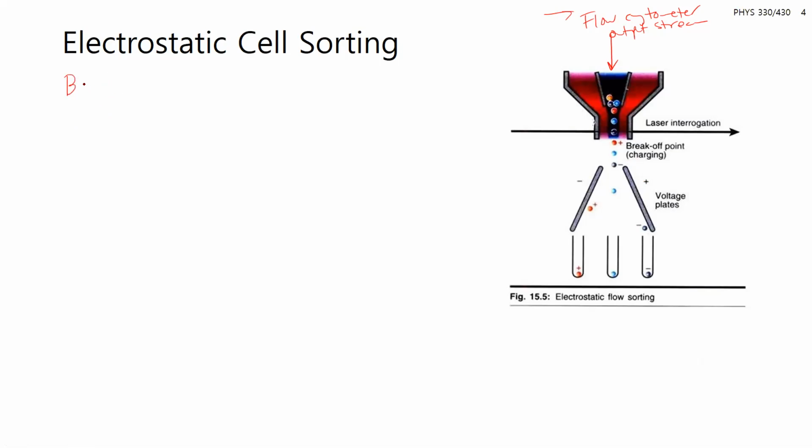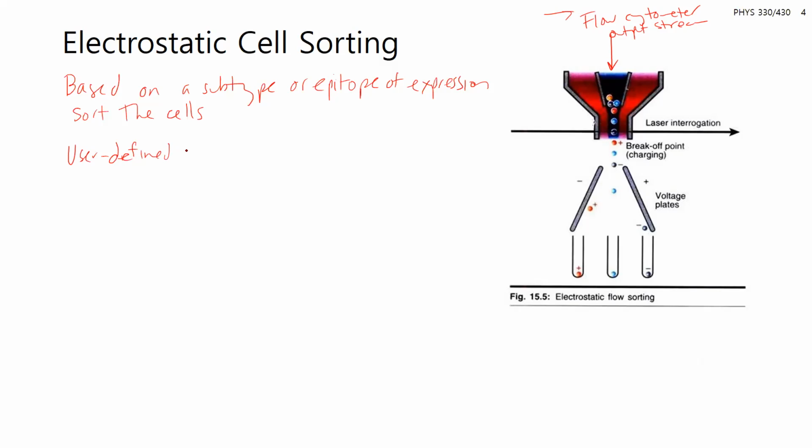So based on the subtype or epitope of expression, you can sort the cells. You need to know something about your cells, that it's going to be user-defined criteria based on the scattering or fluorescence signal.